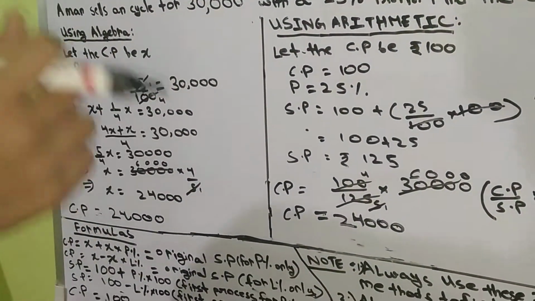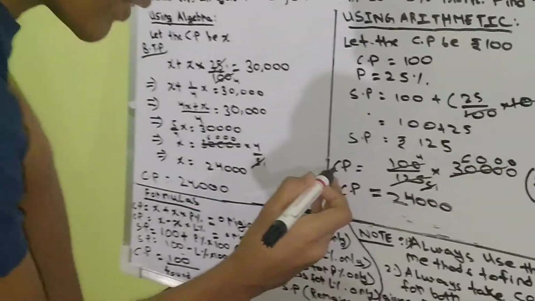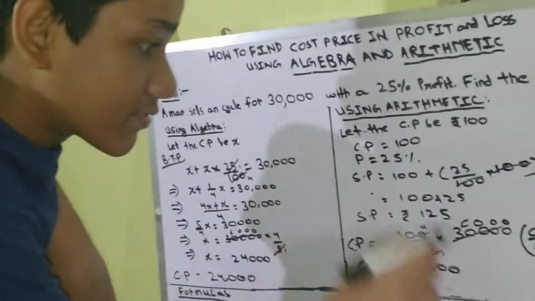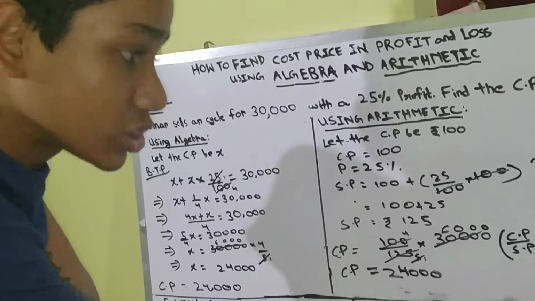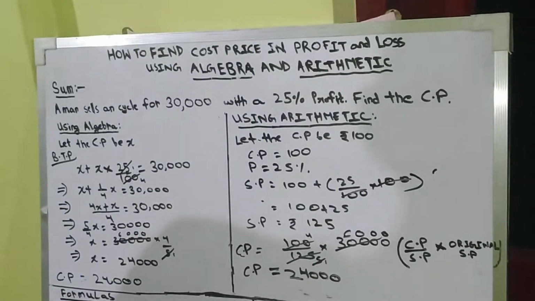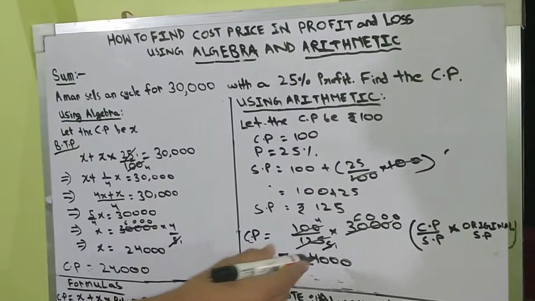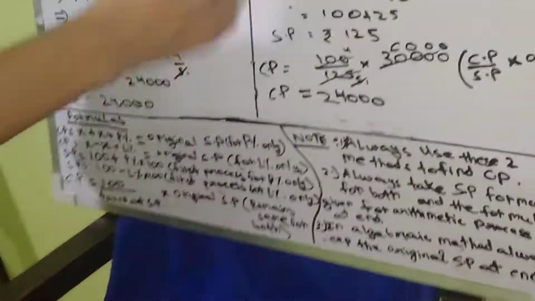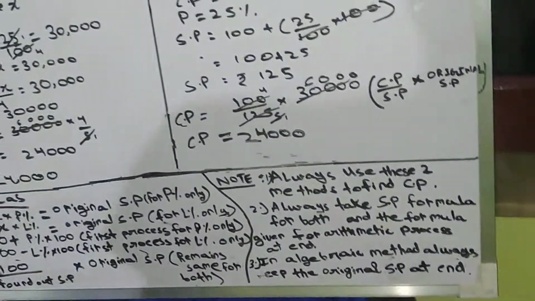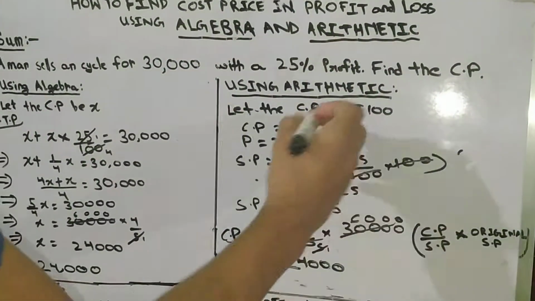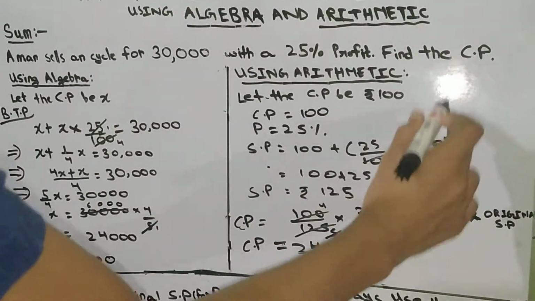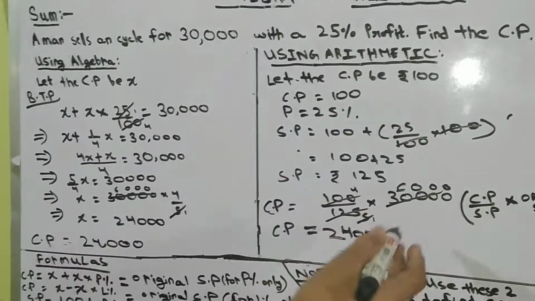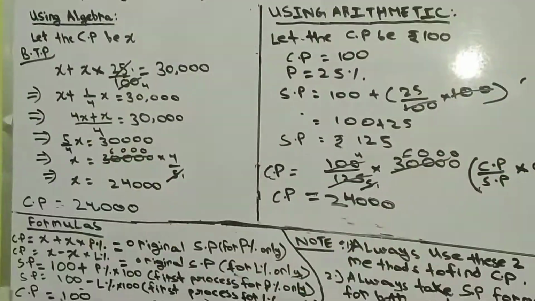Now let us come to the main process. So now we can find the original cost price. The original cost price is equal to 100 by 125 into 30,000. The formula is cost price by selling price into original selling price. If I use arithmetic to find it, when you multiply, the cost price is 24,000. This is how we can find cost price through the arithmetic process. First it is mandatory to take it as 100, and then we have to input this formula.